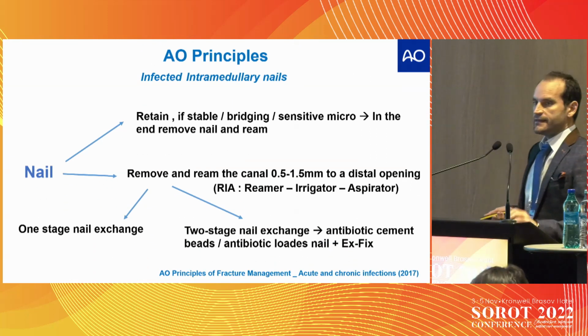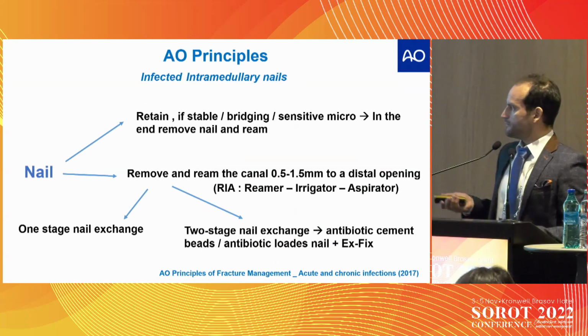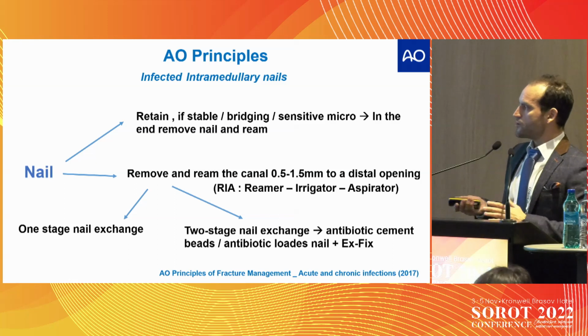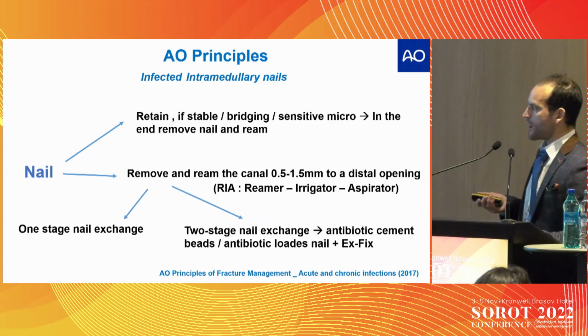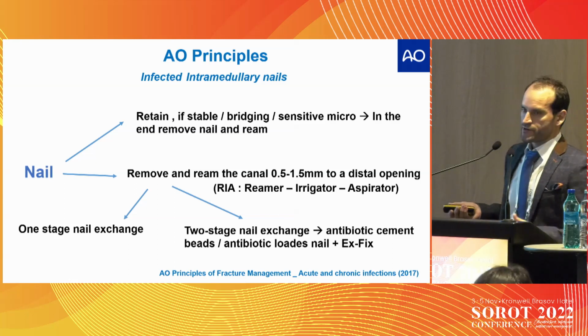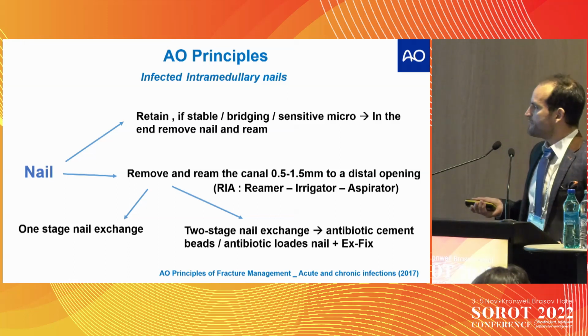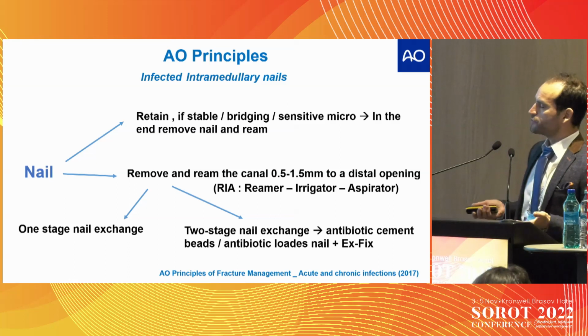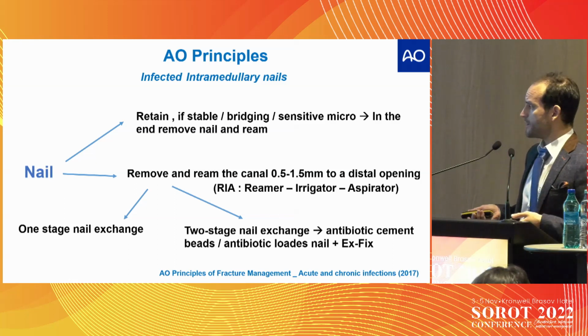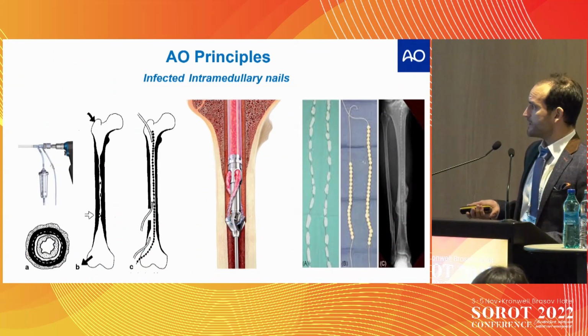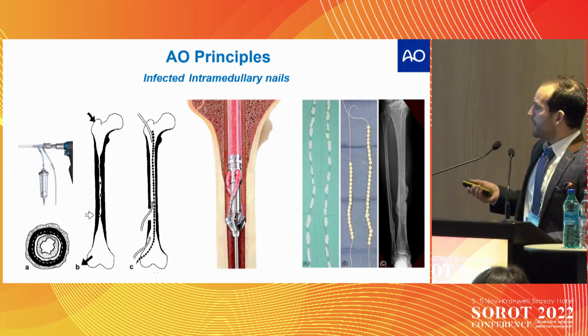If we have a nail here, the situation is complicated, yes and no. We have to remove it. If we have this device in our armamentarium, the Reamer Irrigator Aspirator device, this would be very useful. If not, we may remove it, wash it well, do some irrigation there, and we can insert a new nail. This is the RIA, the Reamer Irrigator Aspirator.